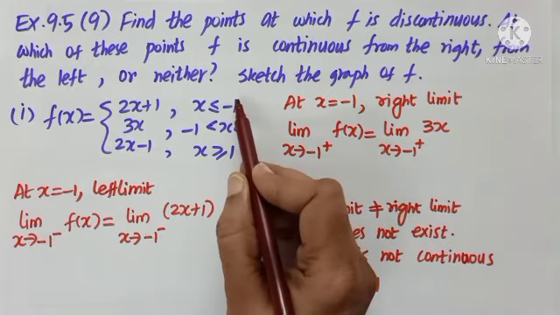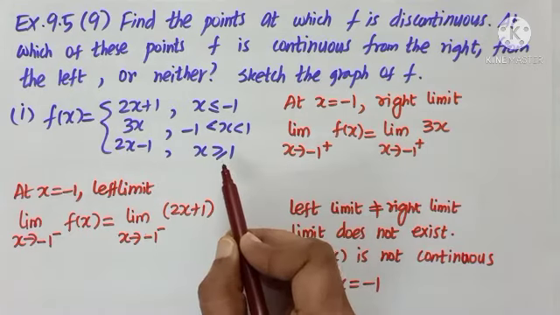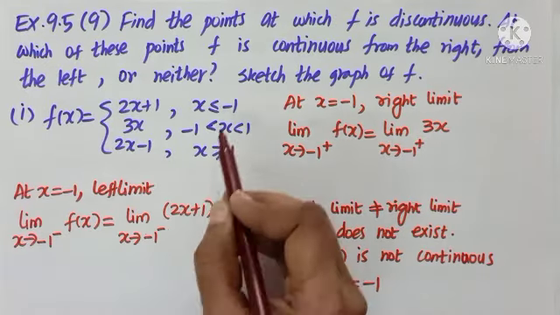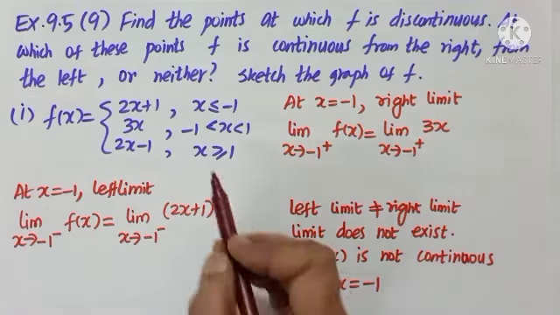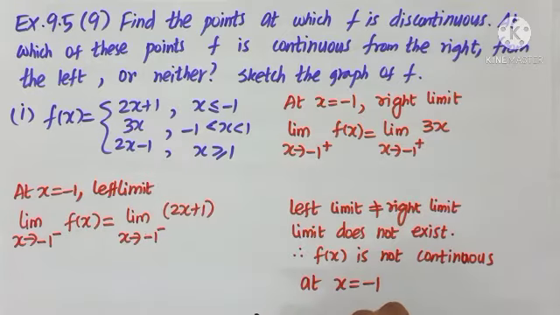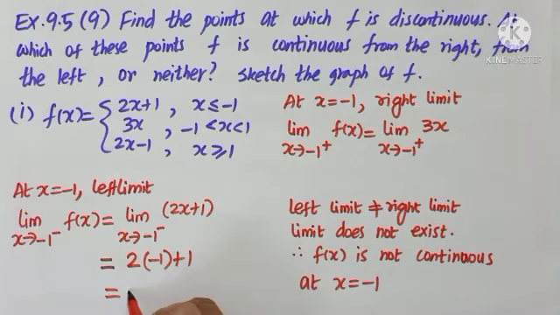Now, the problematic numbers are where the split is coming. Before minus 1, after minus 1. So, minus 1 we need to check. Also, before 1 and after 1. So, we need to check at 1 also. For the left limit at x equals minus 1, I have to put below minus 1. So, here 2x plus 1. As I substitute, it is 2 into minus 1 plus 1. As I simplify, minus 2 plus 1, that is minus 1. So, the left limit gives us minus 1.